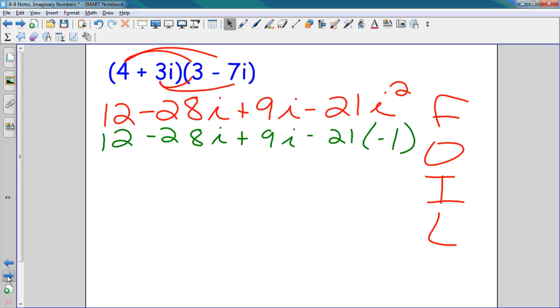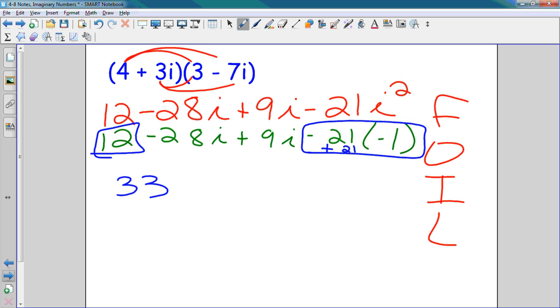My like terms are these two. Positive 21, because negative 21 times negative 1 gives me positive 21. So positive 21 and 12, 33, then I have negative 28i and negative 9i gives me negative 19i.